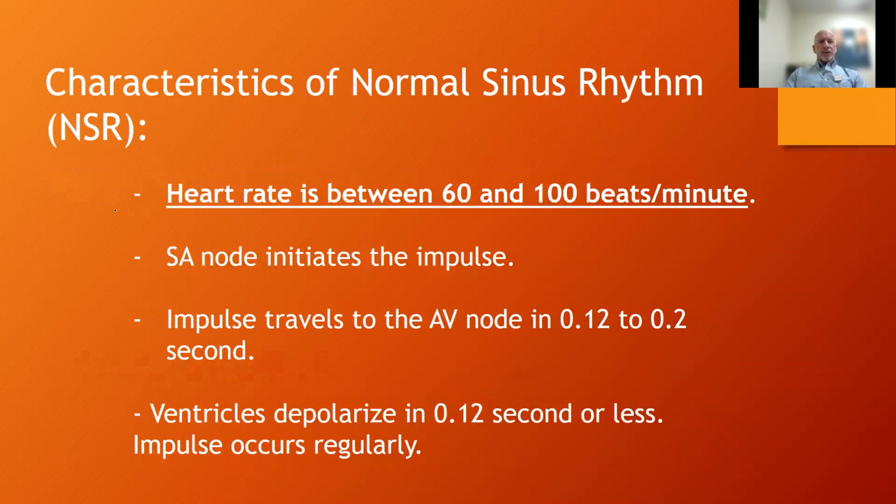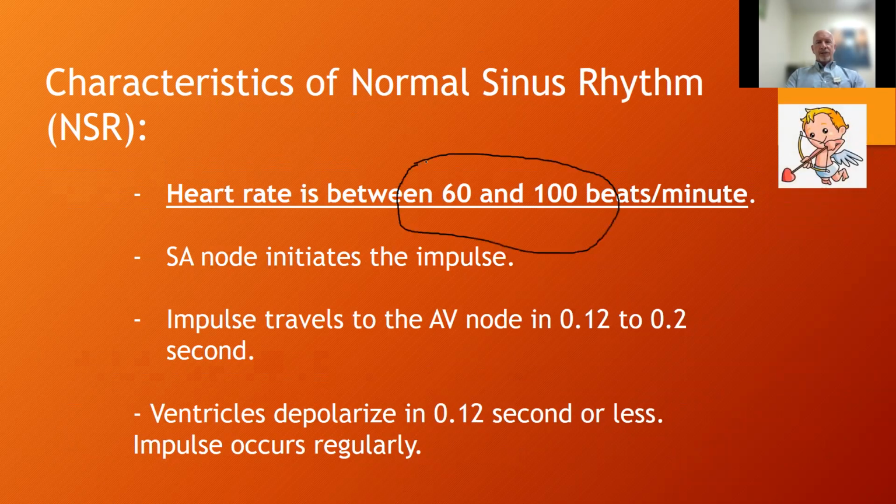Characteristics of normal sinus rhythm. Your heart rate is between 60 and 100 beats per minute. This is normal, 60 to 100 beats per minute. You might want to remember that.